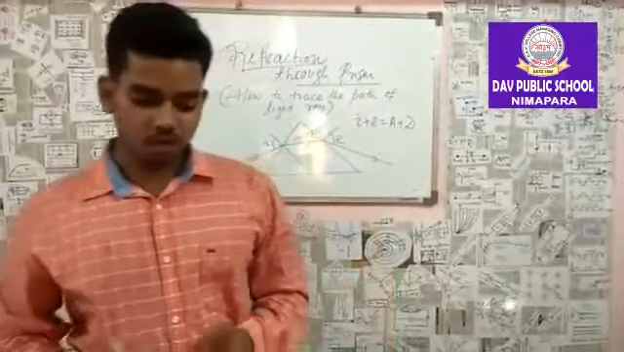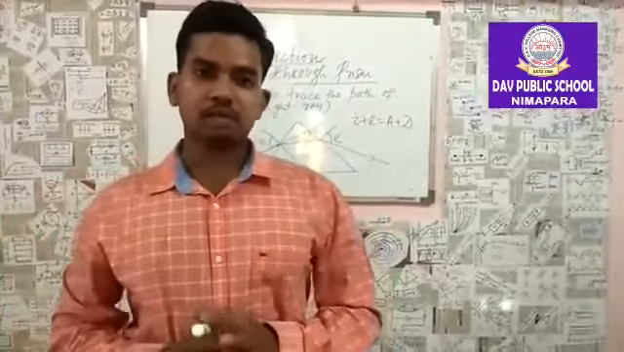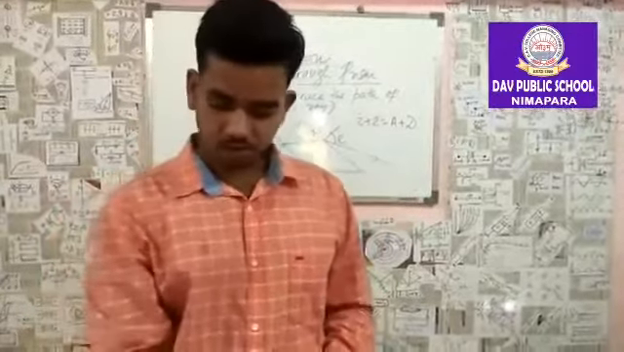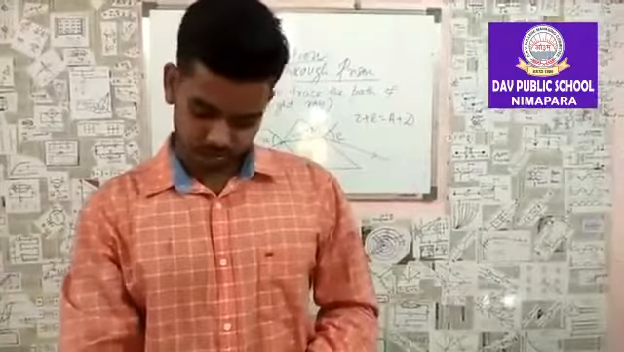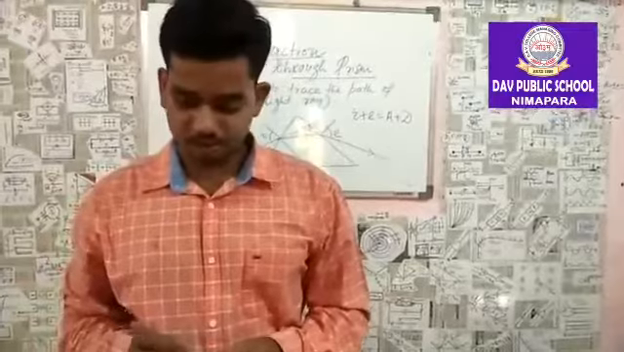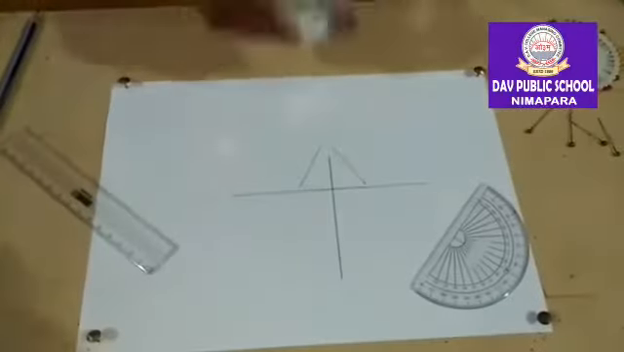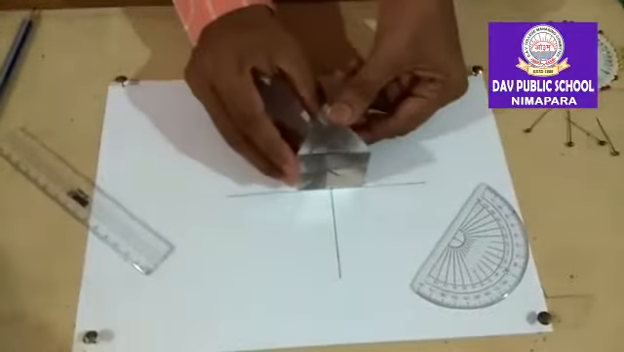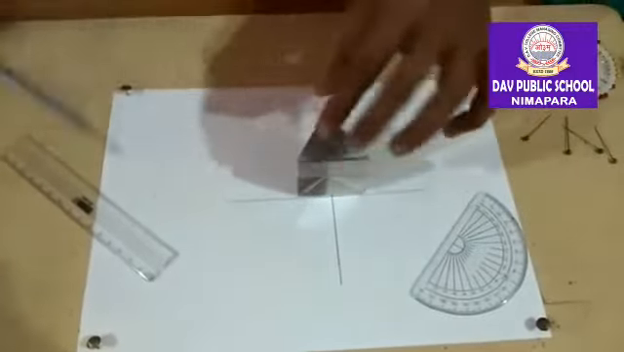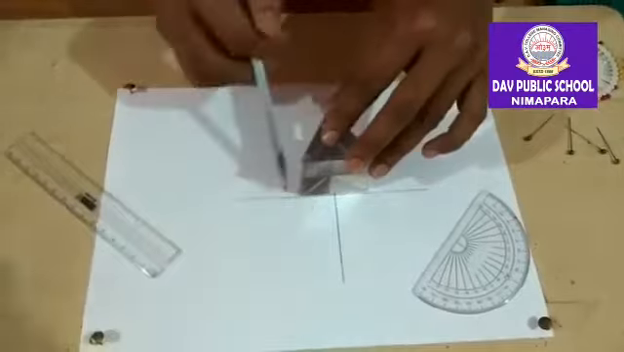Okay, so how can we trace the path of the light ray? By using the prism and some pins. Let us have an activity to trace the path of the light ray. So what is the procedure? First, draw the outline of the prism. I have drawn the outline of the prism by placing it over a straight horizontal line.